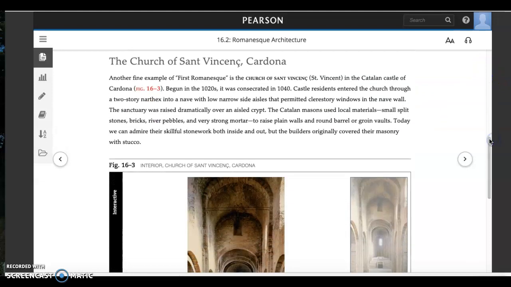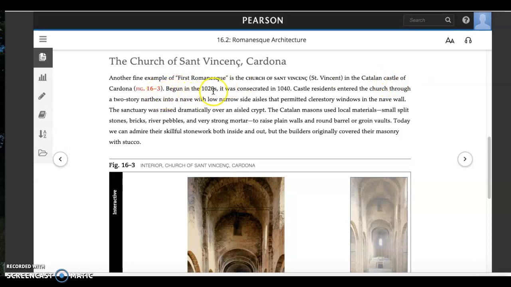We come down here to the Church of Saint Vincent in Cardona. This is another fine example of first Romanesque, so the early style of the Romanesque architecture. And this is in Catalan, Spain, related to a castle. So these castles were built around 1000 by noble families, really to impress, to intimidate, and to glorify themselves.